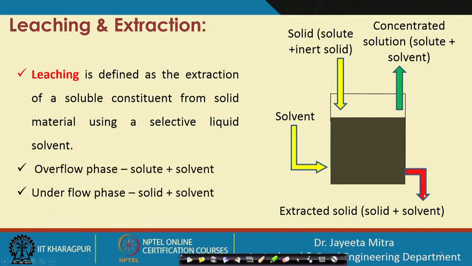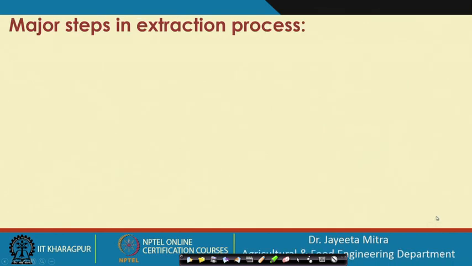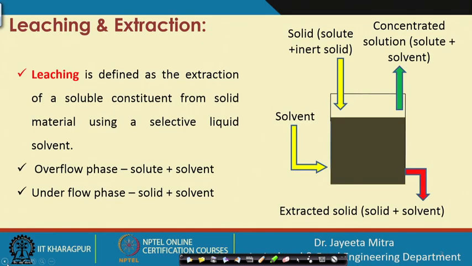In this particular case, we can specifically name these two streams. One is the concentrated solution, which is a combination of solute plus solvent, and another is the extracted solid, that is solid plus a little amount of solvent. They are termed respectively the overflow phase and underflow phase. Okay. Overflow, which is the solute plus solvent, and underflow, that is the extracted solid plus solvent.